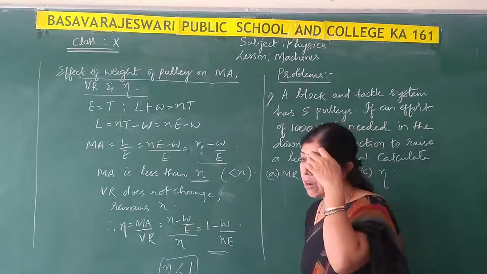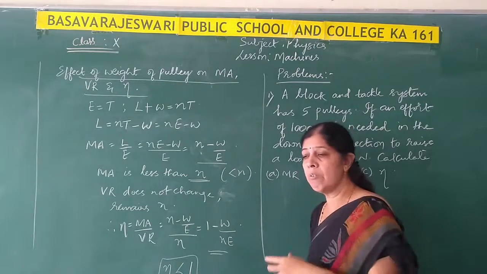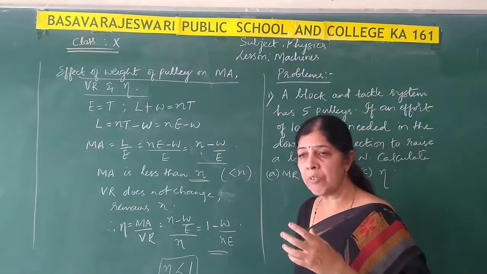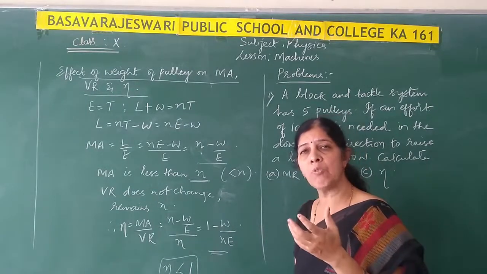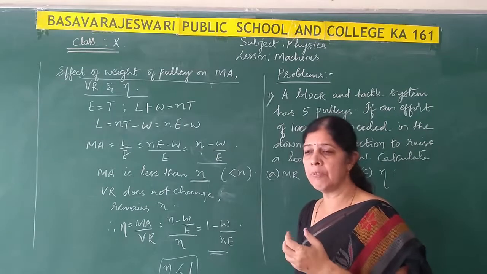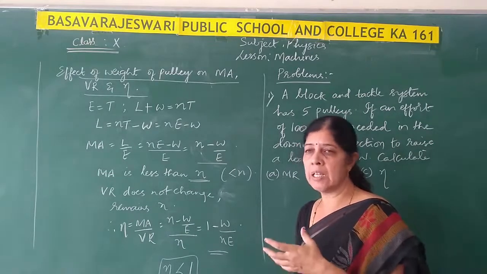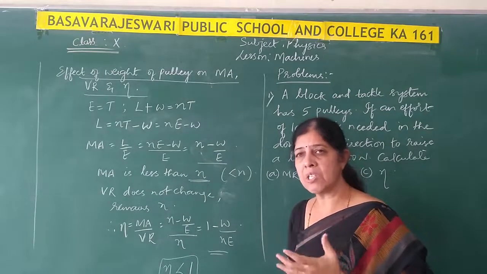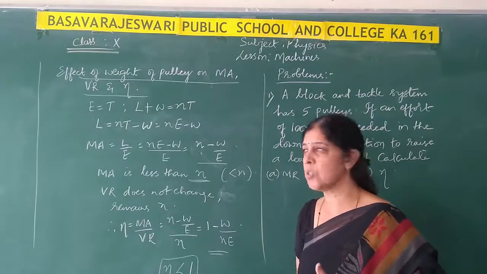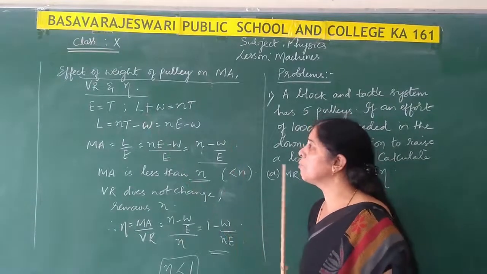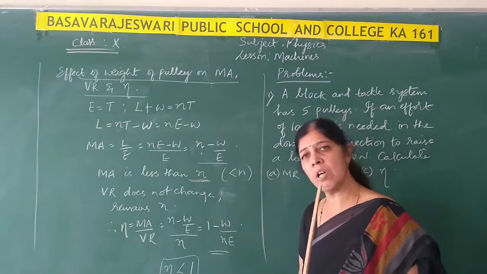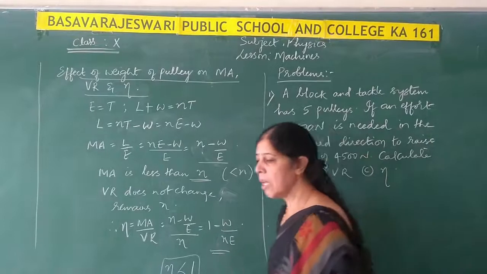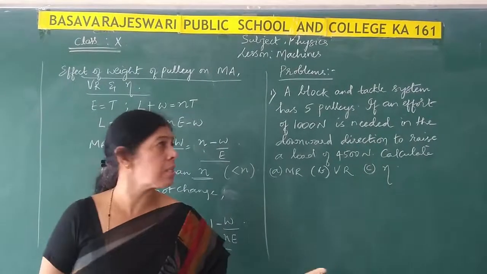So what we have to keep in mind is always we have to go for weightless pulleys in the tackle. If the pulleys are weightless, then we can increase the efficiency to some extent. Understood? So this is the effect of weight of pulley on all these three: mechanical advantage, velocity ratio, and also efficiency. Okay. Now let us come to some problems.